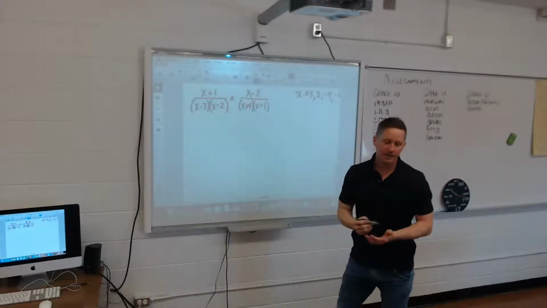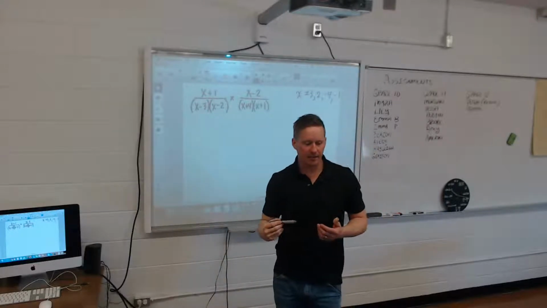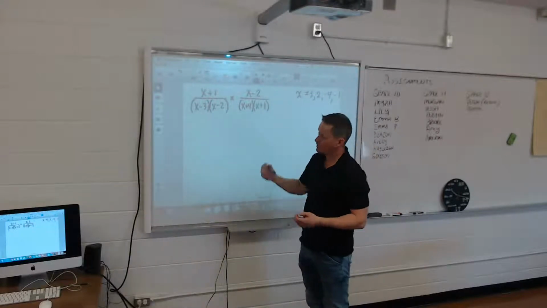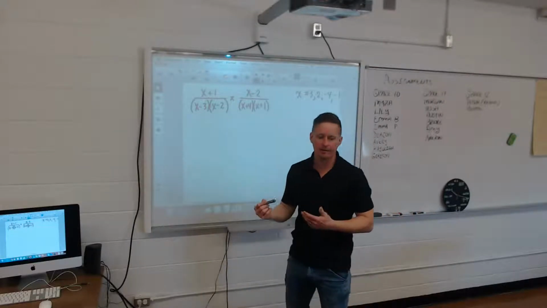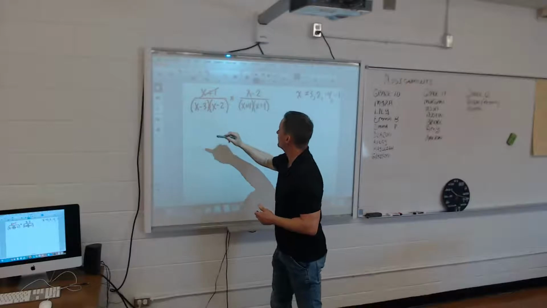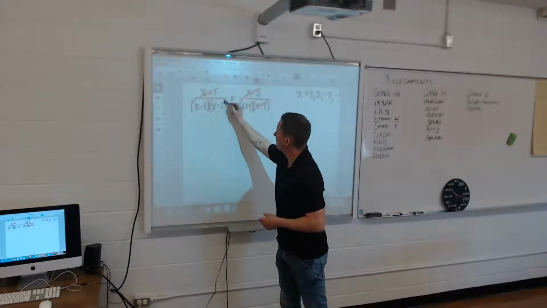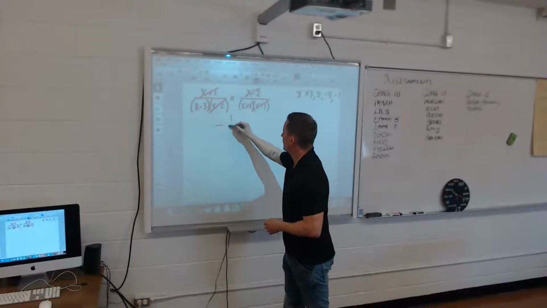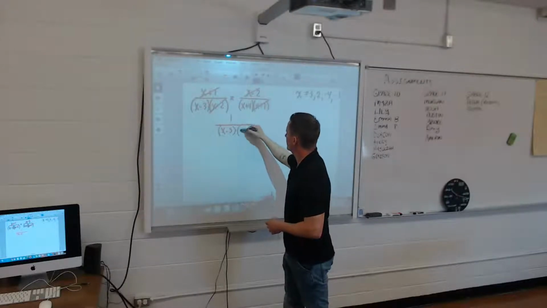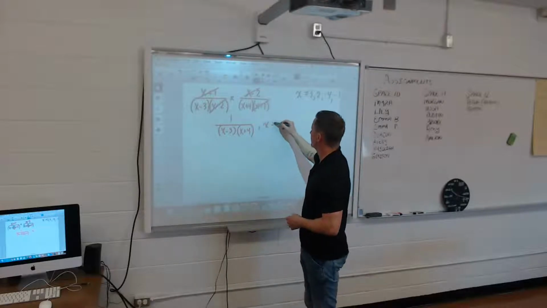Now that I have my restrictions done, I want to simplify. Again, approach it as if it is just fractions. Anything you have on the top, you cancel with anything you have on the bottom. X plus 1 cancels with x plus 1. X minus 2 cancels with x minus 2. I'm left with 1 over x minus 3, x plus 4, and then I write in my restrictions after.